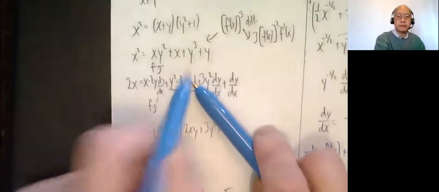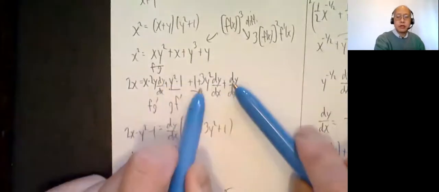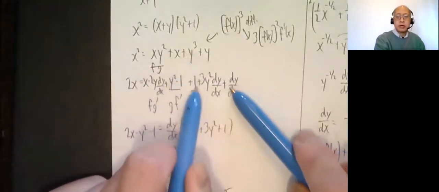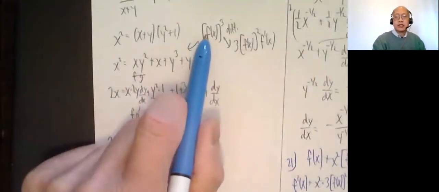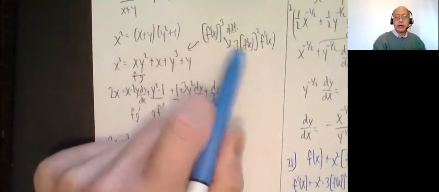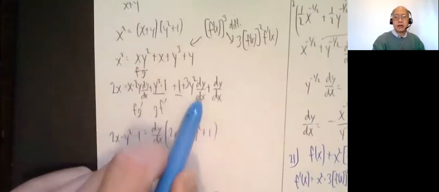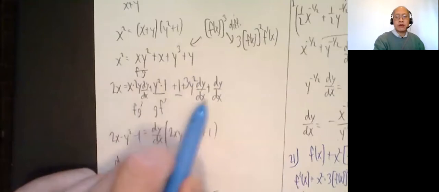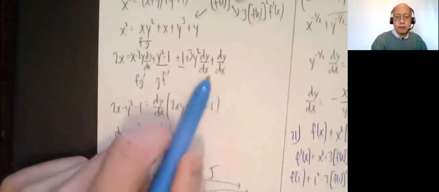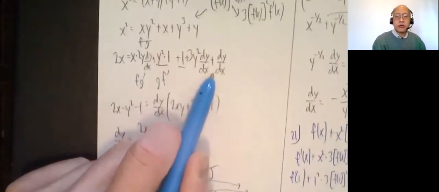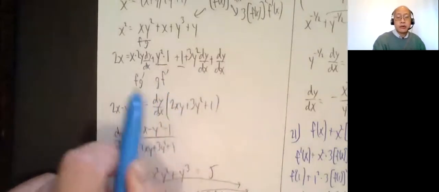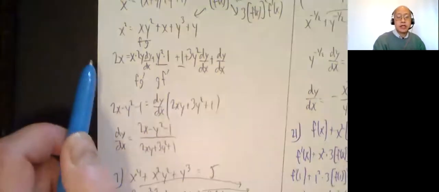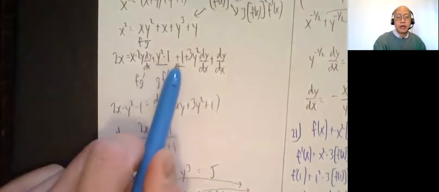Derivative of x is one, don't need anything else, plus derivative of x is one, derivative of y cubed, three y squared dy/dx. You might recall we did this a while back, f of x cubed, the derivative is three f of x squared times f prime of x, it's the same kind of thing, and plus the derivative of y, which is dy/dx. Okay, so all the dy/dx's on one side, everything that does not have a dy/dx on the other side, so I leave that one, that one and that one, subtract out the stuff that doesn't have a dy/dx, namely a y squared and a one.